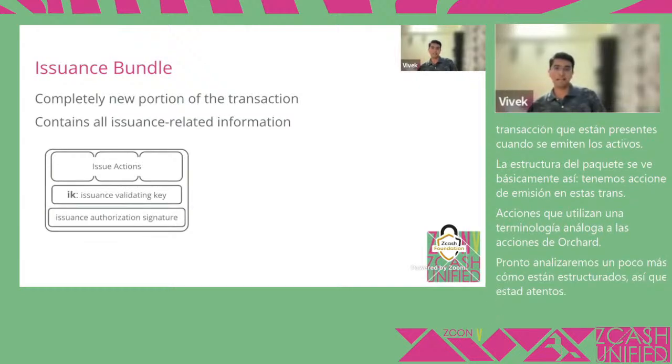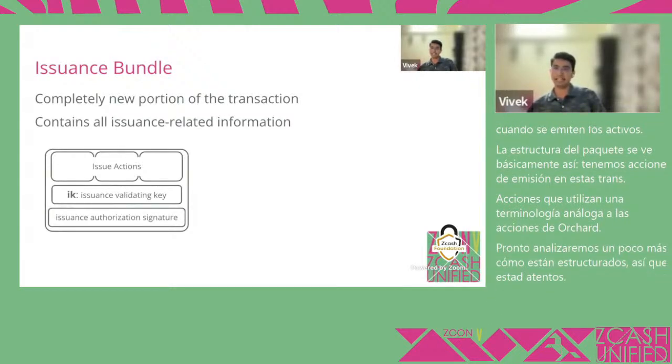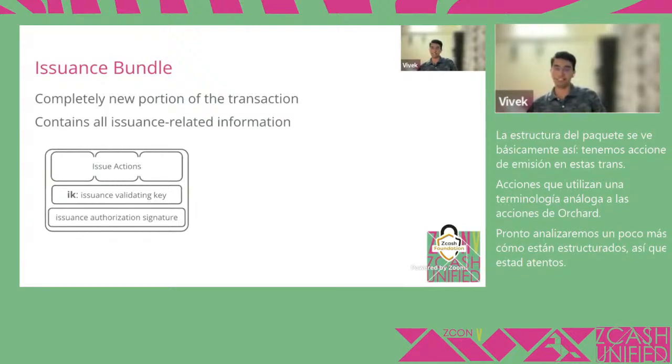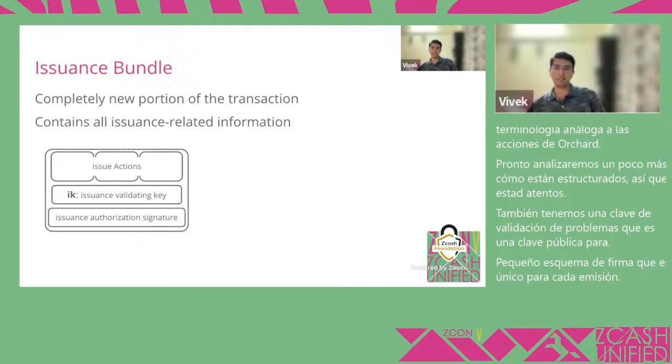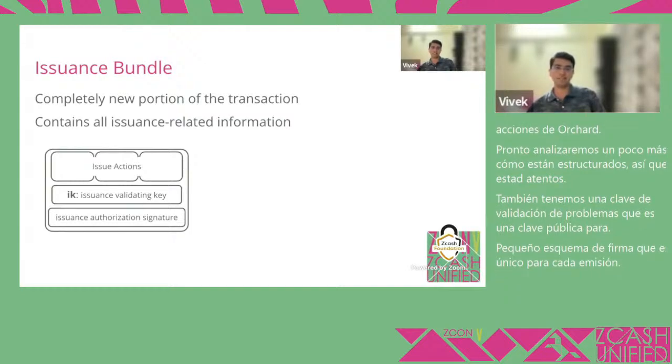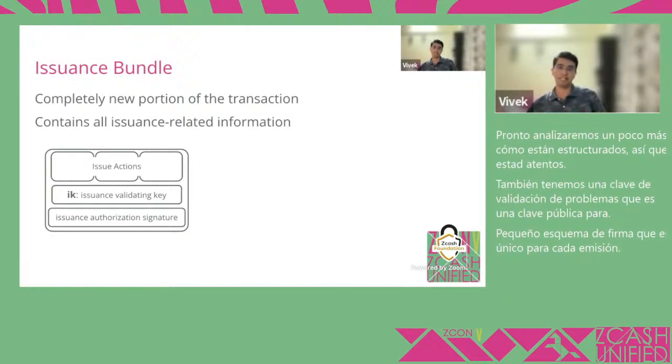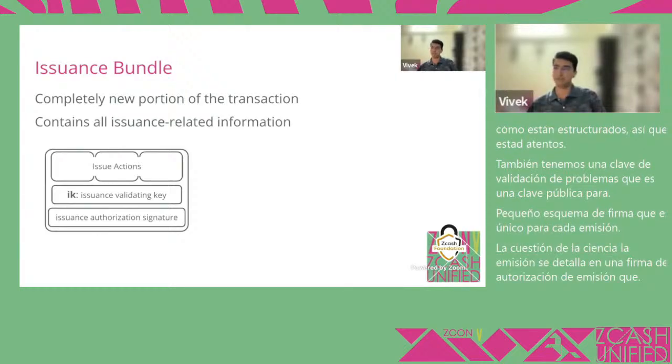We also have an issuance validating key, IK, which is a public key for the Schnorr signature scheme that is unique for each issuer. The issuer signs the issuance details into an issuance authorization signature, which serves to validate that issuance was done by the party with the authority to issue those assets.